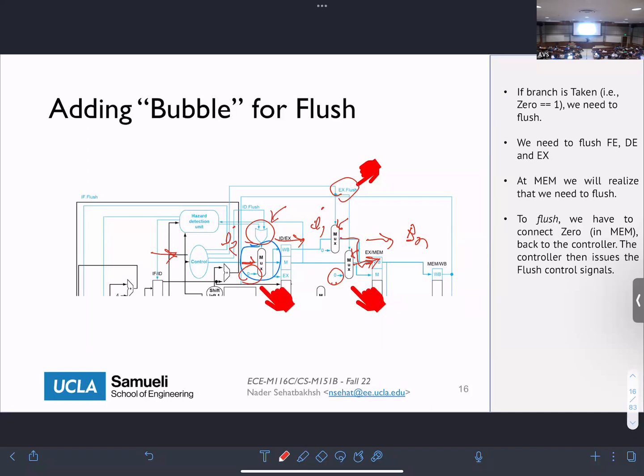So what we need to do is just replace them with bubbles. Okay, and then at this point we can fetch a new instruction, a correct instruction based on the new PC, and then the PC will basically take care of the rest. So we're gonna execute T1, T2, T3, and so on.